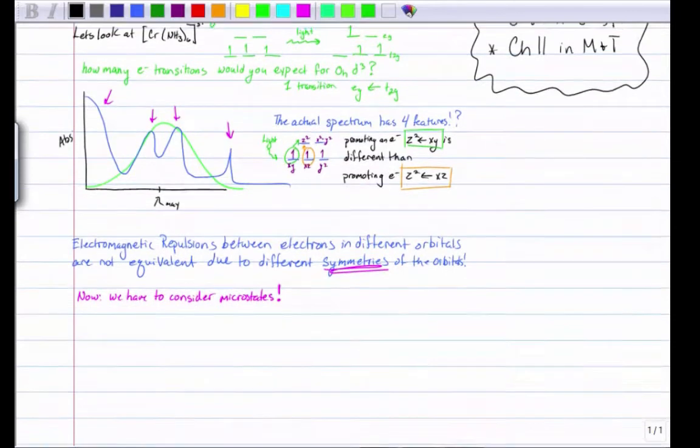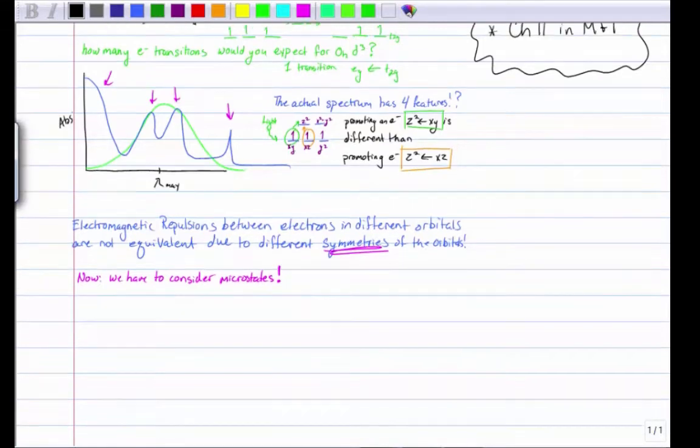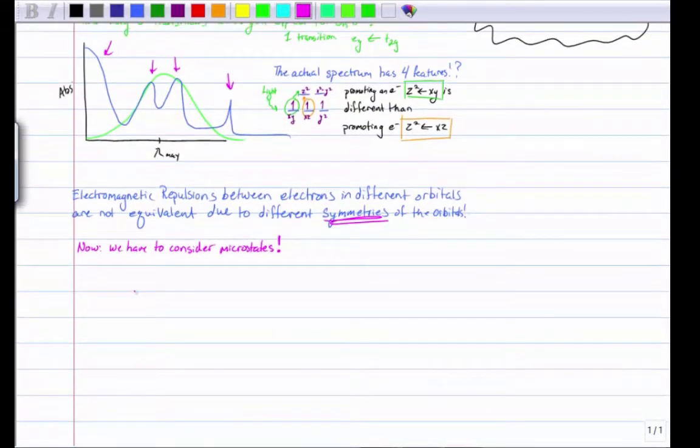So now we have to consider something, and we're calling these things microstates. Basically, the different possible electron configurations are called microstates. The idea is that if you have 5 d orbitals in an octahedral field, so this is d1, this metal ion was d1, this electron configuration is not the same as this electron configuration. So these are not equal. And this would also be different from this one.